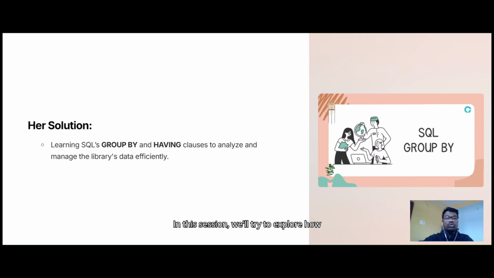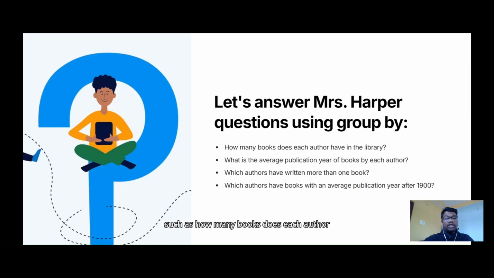In this session, we'll explore how Mrs. Harper could use SQL clauses to quickly answer important questions such as how many books does each author have in the library? What is the average publication year of books by each author? Which authors have written more than one book? And we'll also get to know which authors have books with average publication year more than 1900.